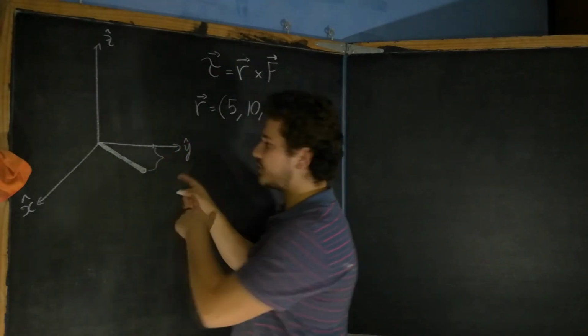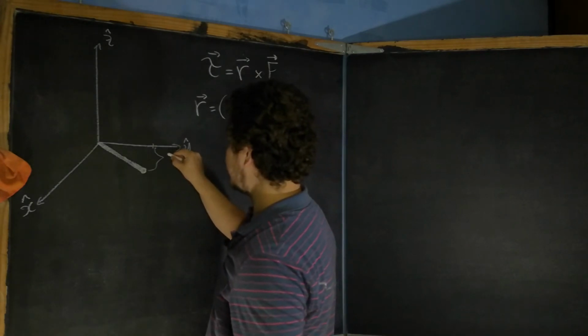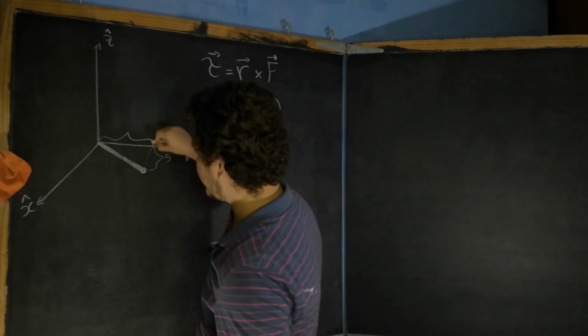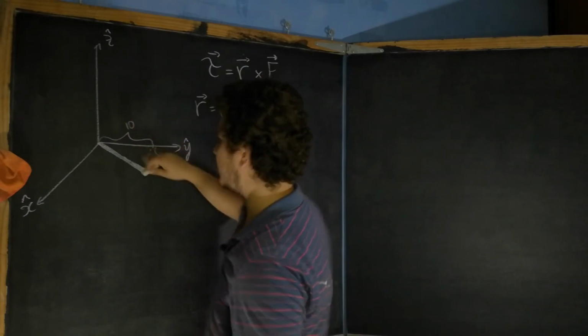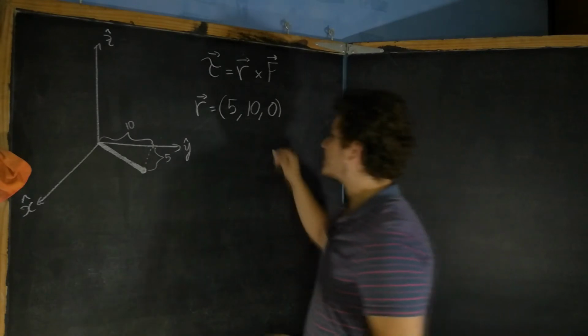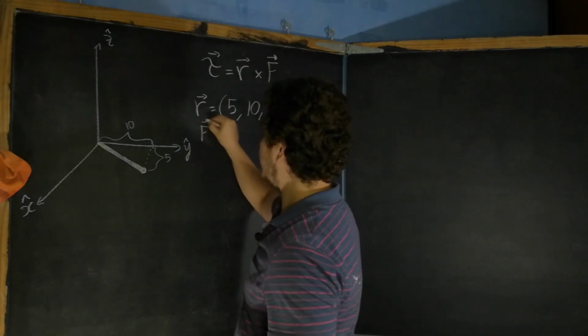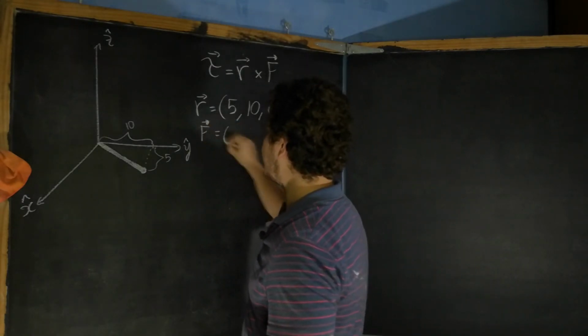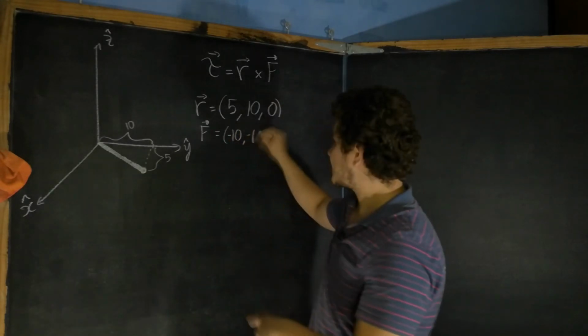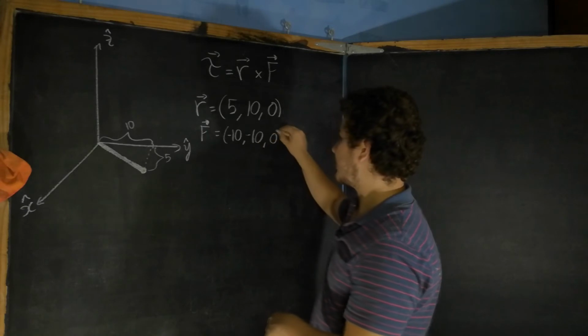If you want to visualize it, it's a magnitude here of 5, and a magnitude here of 10. On the y component, it will be 10. Let's say we have a force, and the force will be given by minus 10 in x, minus 10 in y, and 0 in z.